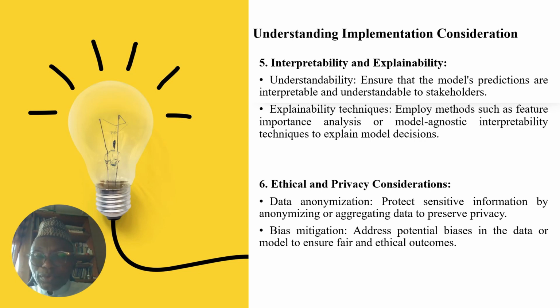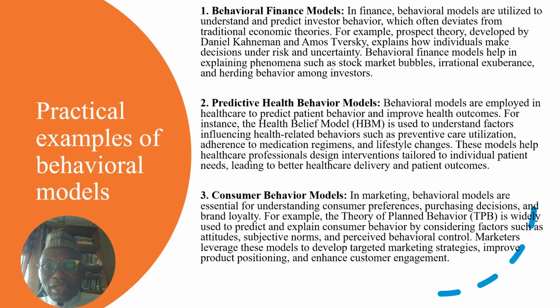And the sixth one is the ethical and privacy considerations. You have to protect sensitive information by anonymizing or aggregating data to preserve privacy. In other words, your respondents must remain as anonymous as possible. And of course, you have to address potential biases in the data or model in order to ensure fair and ethical outcomes.